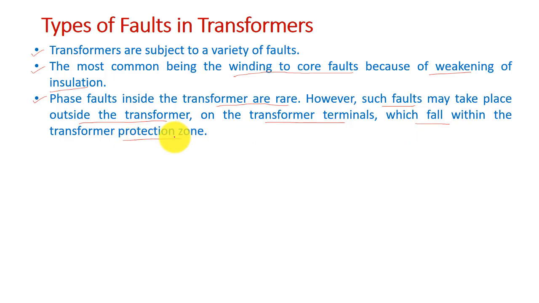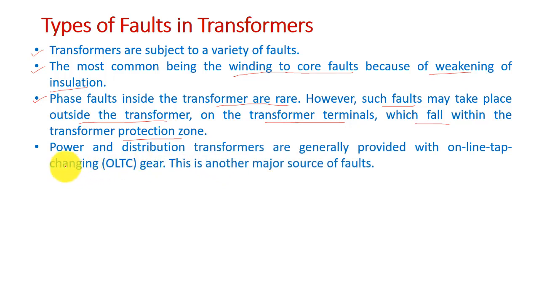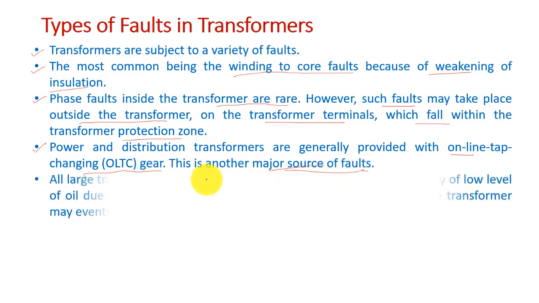When the differential protection scheme is implemented at both sides of the transformer, even if the fault happens at the terminal, it lies inside the protection zone. The power and distribution transformers are generally provided with online tap changing gear, and this is another major source of fault. Because of this online tap changer, most of the time the fault happens at the terminal of the transformer.